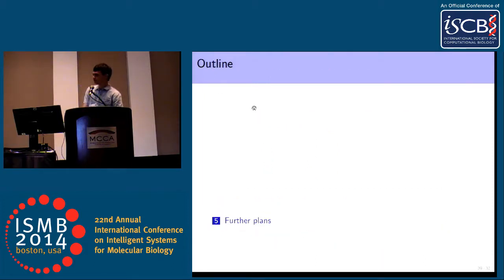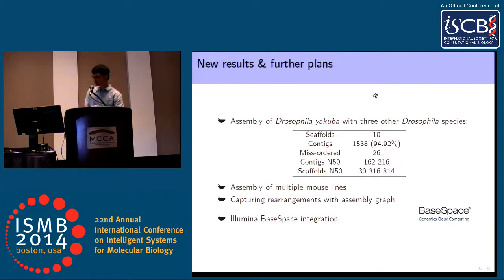All right. So now, very briefly, what we are going to do next. We are going to move Ragout to mammalian scale genomes, and we start from Drosophila. We have some results here. Next, we are going to move to multiple mouse species, mouse lines. We also want to improve the procedure that captures rearrangements, and we are going to use the assembly graph for this task. We also are going to improve the usability of our tool and integrate it with Illumina-based data.